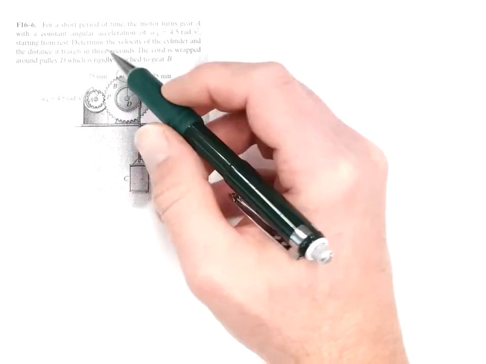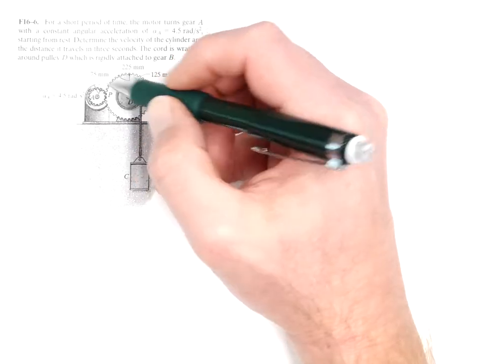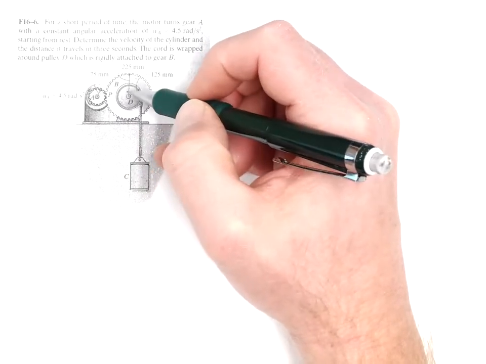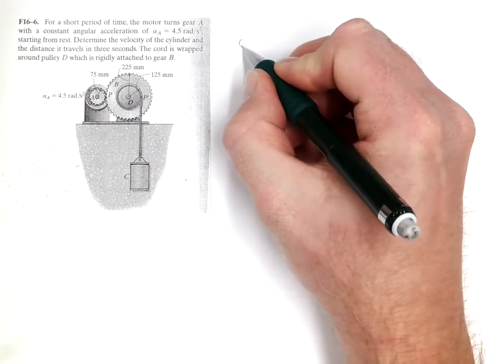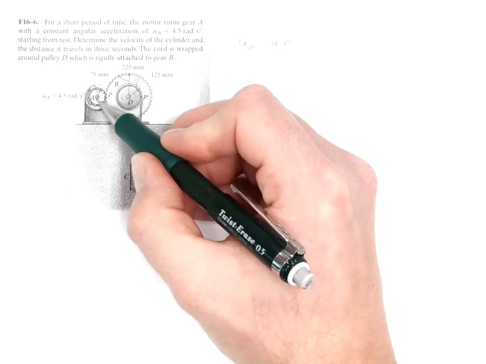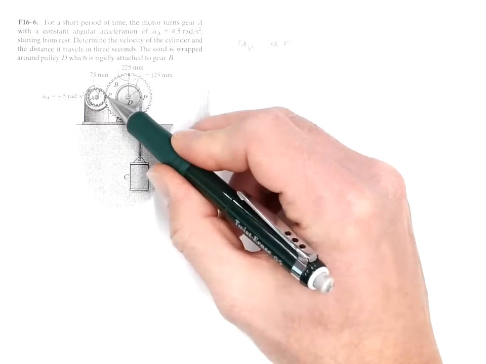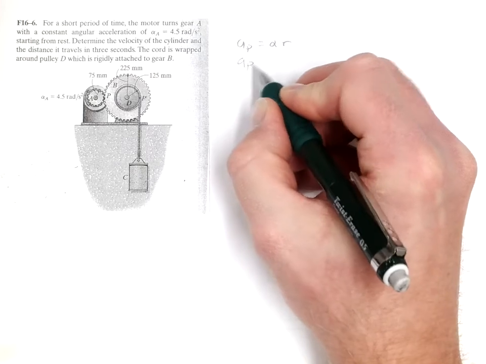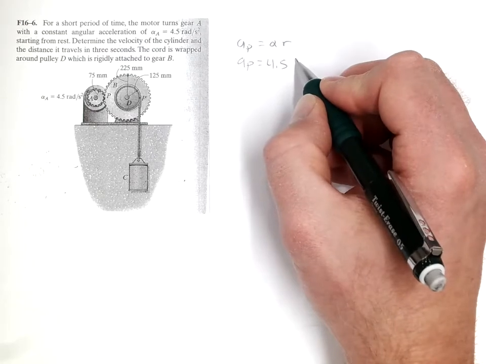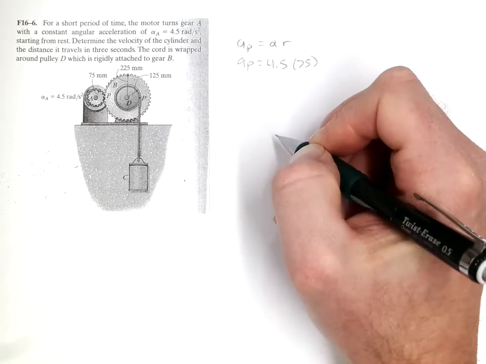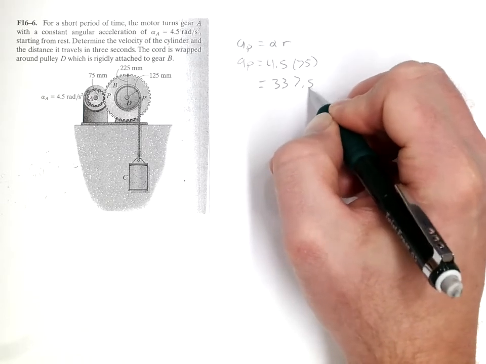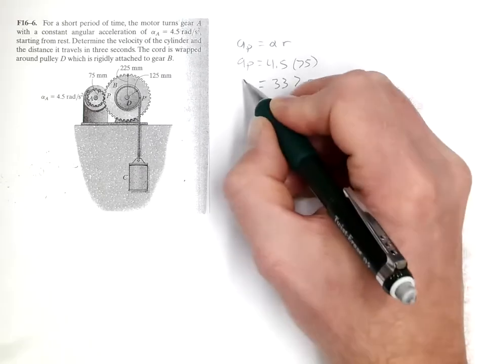So the velocity at P is the same on pulley A as it is for pulley B. So if we say AP is equal to alpha R, that alpha being A here, so I'm going to call that A at point P. So AP is equal to 4.5 radians per second squared times 75 millimeters, which will give us an AP of 337.5 millimeters per second squared.